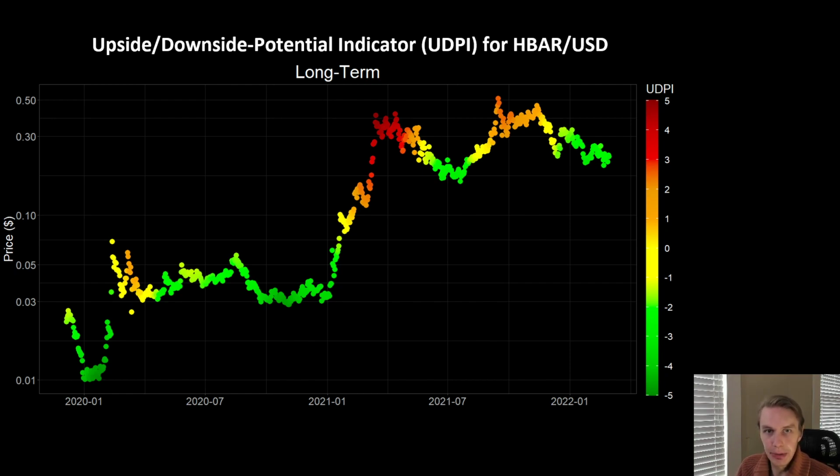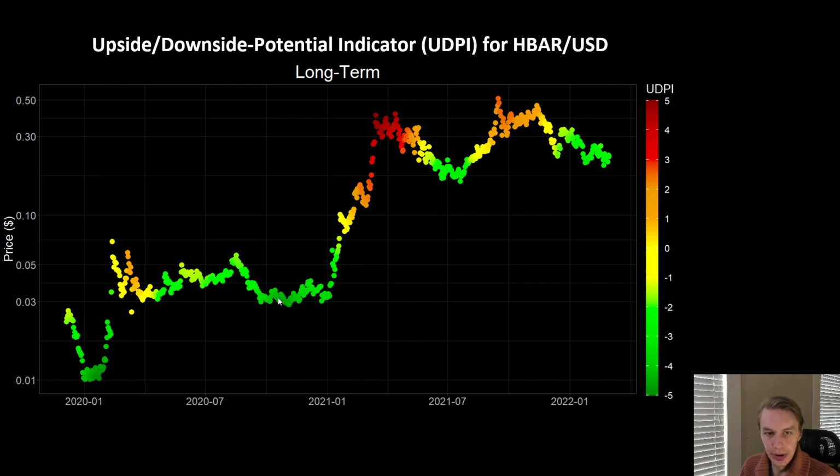So I want to start off by talking about our upside downside potential indicator. This is our risk indicator here at the channel. It's a machine learning based model that's designed to calculate risk. It goes from 5 to -5, with 5 being high risk, -5 low risk. And I'm showing you the price action of HBAR over time, color coded to the output of the UDPI.